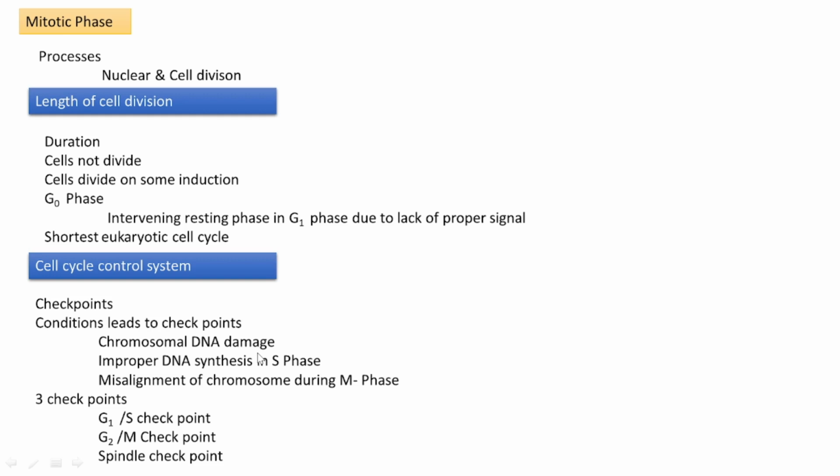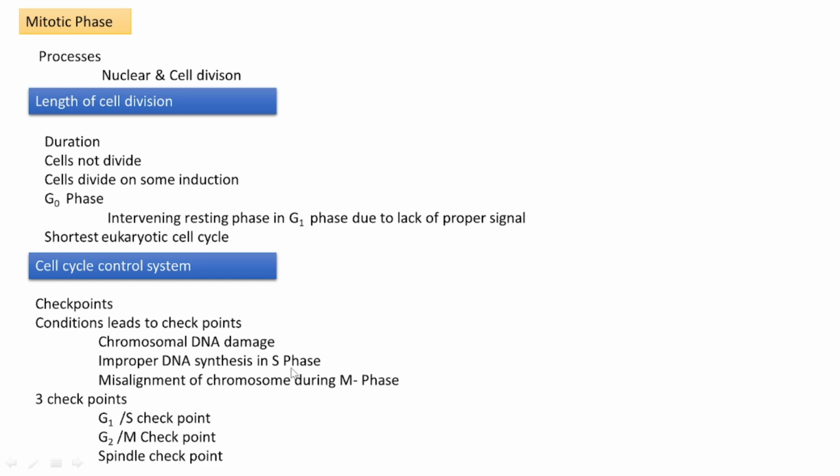Suppose a cell is going to enter the S phase. We know that during S phase, the DNA will replicate. If damaged DNA undergoes replication, the replicated DNA also carries the same damage. So before undergoing replication, the mistake in the DNA needs to be rectified. So it is very necessary to have a checkpoint to clear that damage. That is the first condition that leads to a checkpoint. Next one is improper DNA synthesis in S phase. The next checkpoint comes after the S phase.